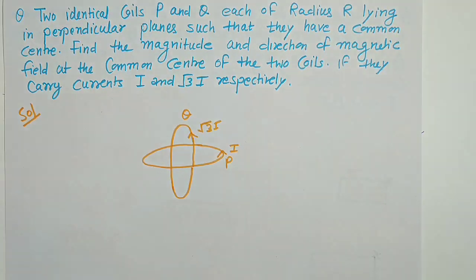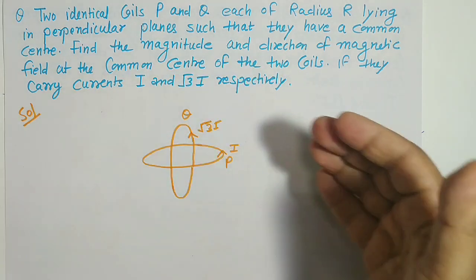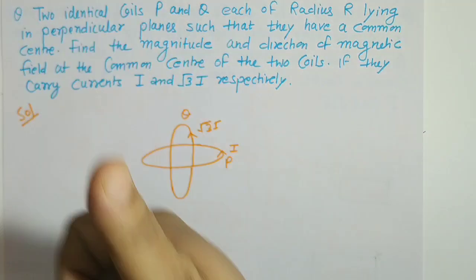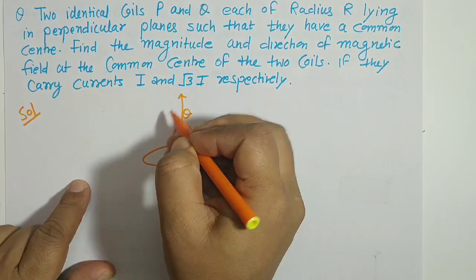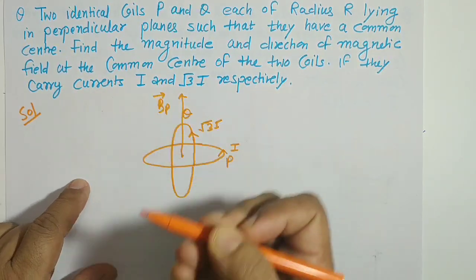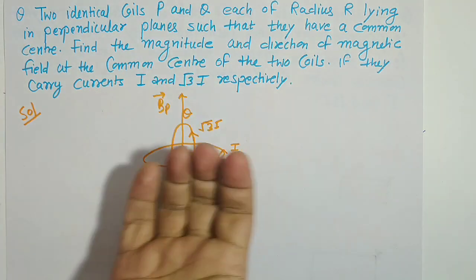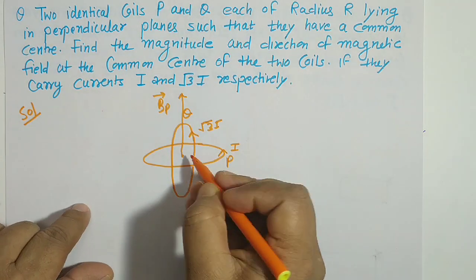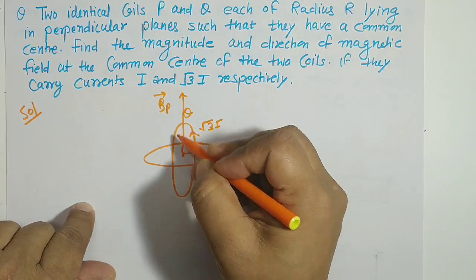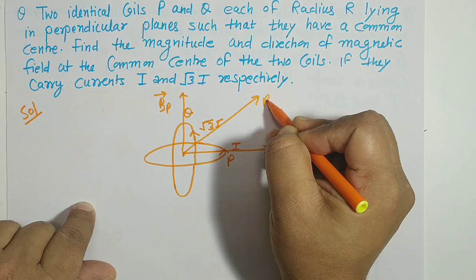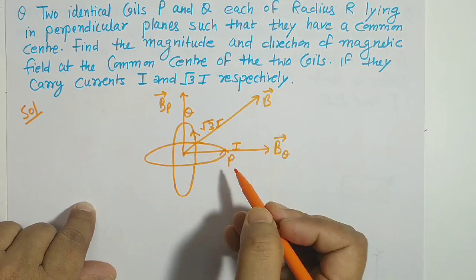Now we will check the magnetic field. From P, by the right hand thumb rule, the magnetic field will go up. This is the common center, so the direction of the magnetic field from P will be up. And from Q, it will be on the right side if you see it like this. So this will be BQ. Then you have two vectors, and the resultant will go like this, in between the two lines.